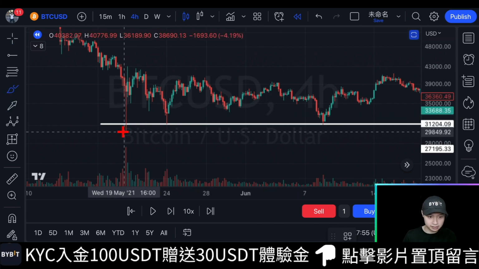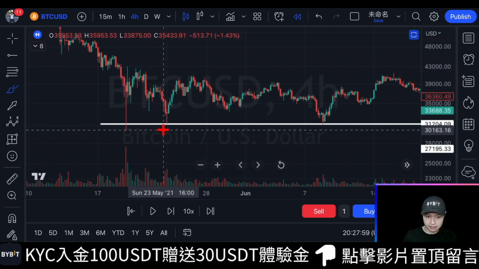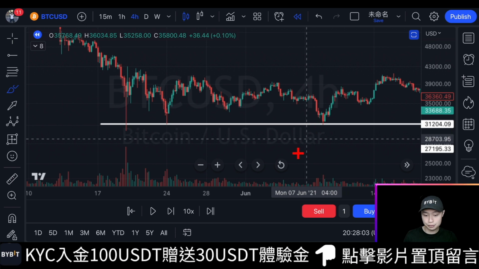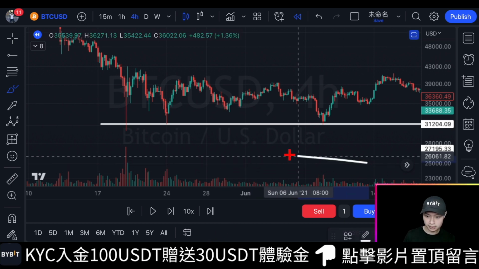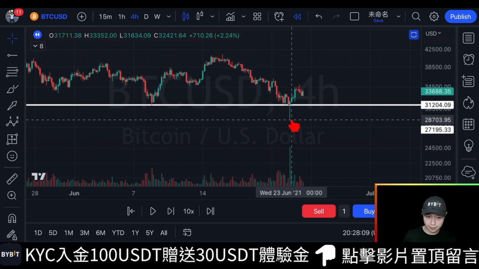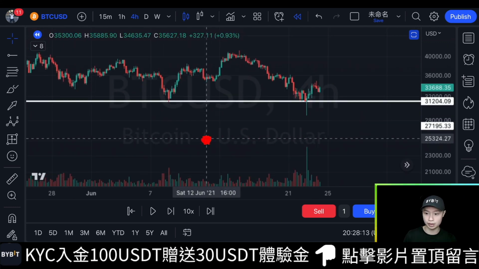Not only that, in the 4-hour candlestick chart, there's the largest volume bar within the entire range. It's only slightly smaller than the volume bar at May 19th market crash. The largest volume bar, at least within the rectangle. On the 4-hour chart, this is the largest bullish candlestick.